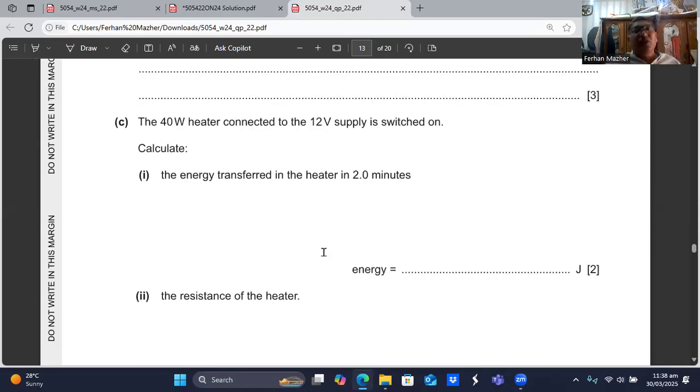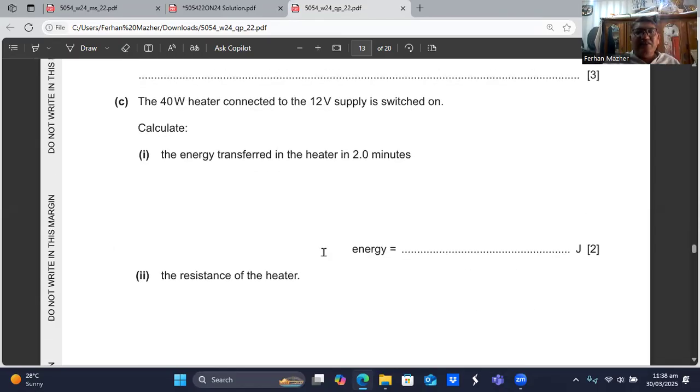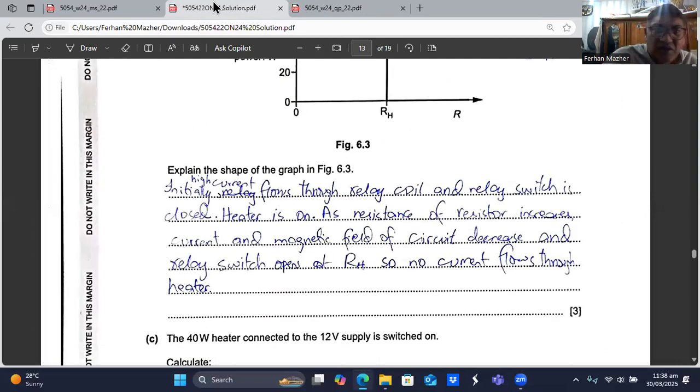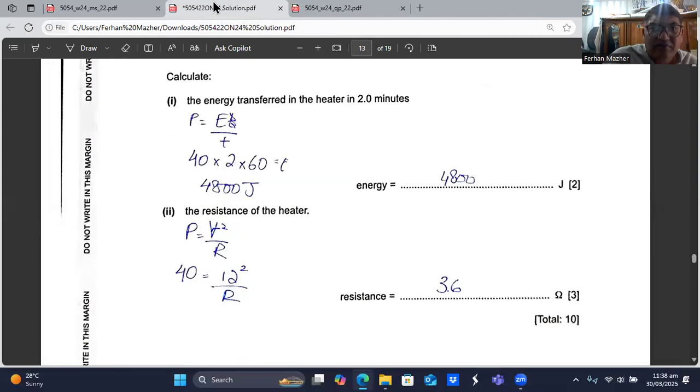Okay. The question says the 40-watt heater connected to a 12-volt supply is switched on. Calculate the energy transferred in the heater in 2 minutes. You know the energy is equal to power multiplied by time, or you can say energy equals IVT. So we can use any formula here. So energy is equal to power multiplied by time.